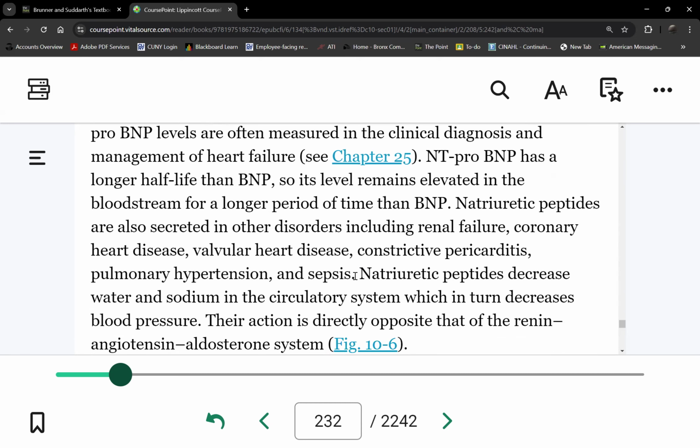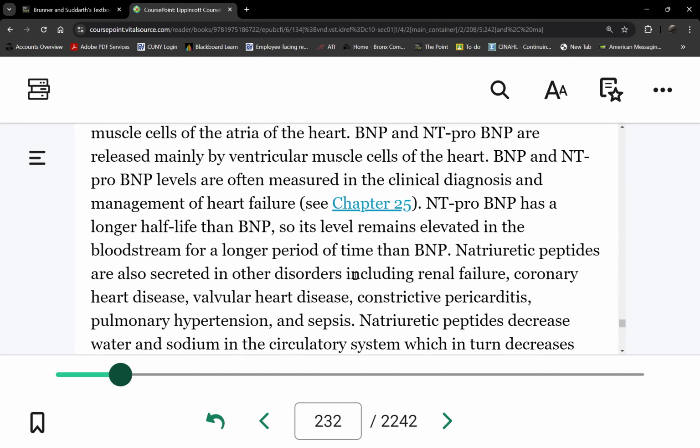Okay, pause for a minute. So based on what you read, what conditions trigger the release of BNP or ANP? Is it dehydration or fluid overload?